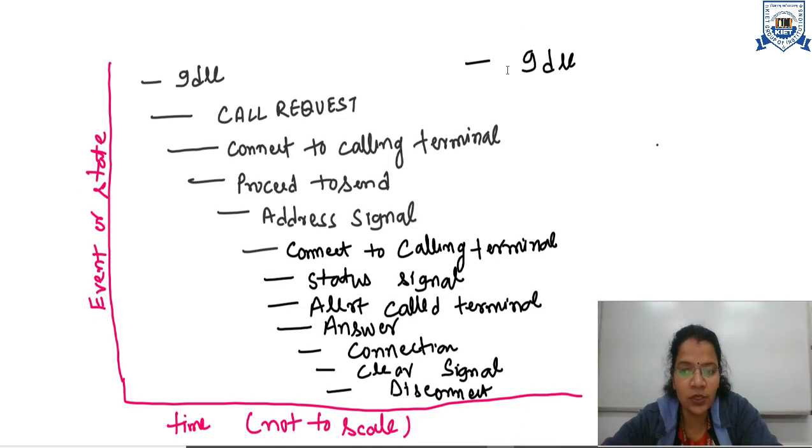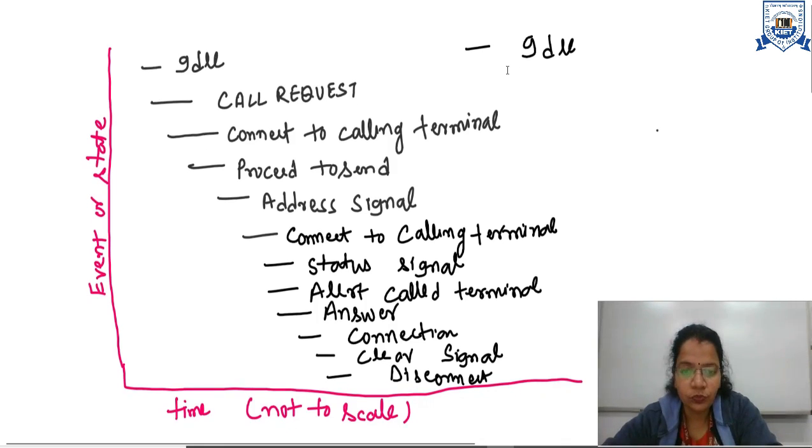So first of all, if a person makes a call, my system will be in idle state. My second process will be the call request, and then connect to calling terminal, and then proceed to send address signals. I have shown one by one the processing functions which take place in making a local call. Then a status signal will be sent, alert called terminal, answer call, connections and clear signal, and then disconnect. So this is the sequence when I make a local call.